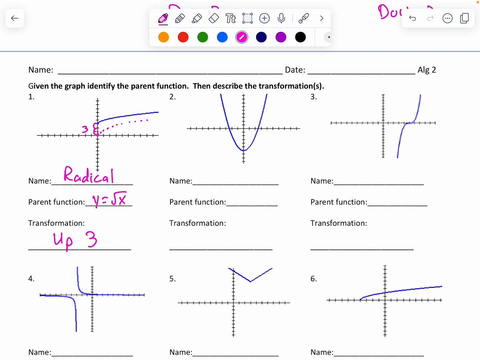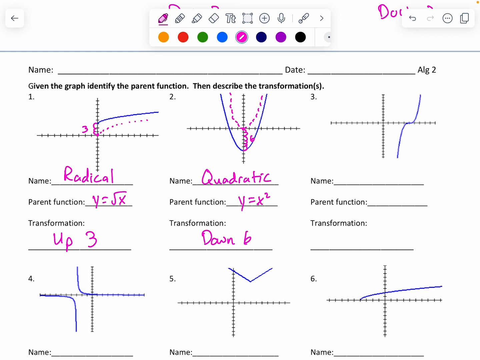The second one, I see a U shape, and a U shape immediately tells me quadratic. So y equals x squared. So a parent function for a quadratic starts at 0 and is a U shape going up. So this U shape has moved down 1, 2, 3, 4, 5, 6. So I went down 6 is my transformation.